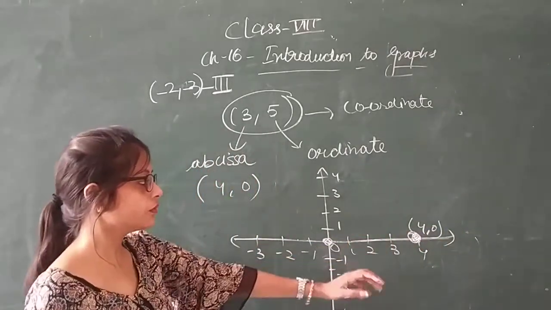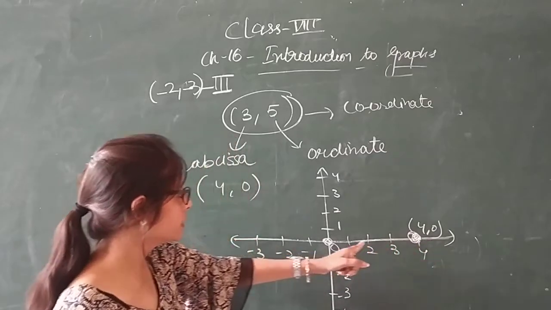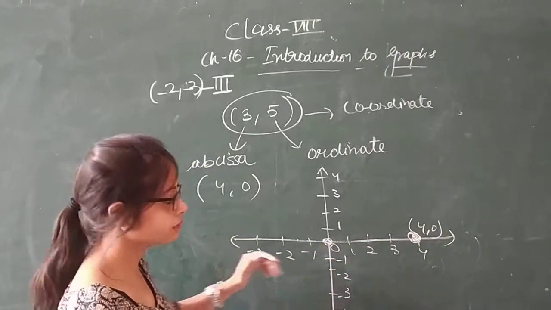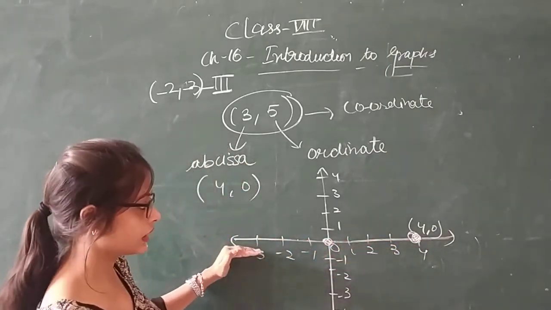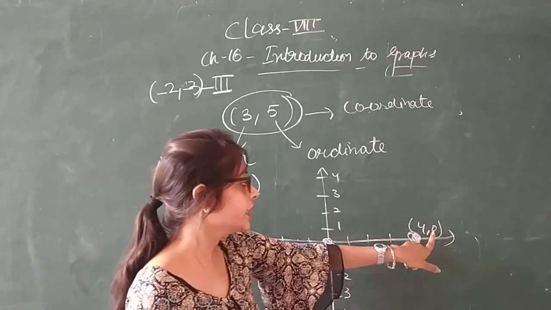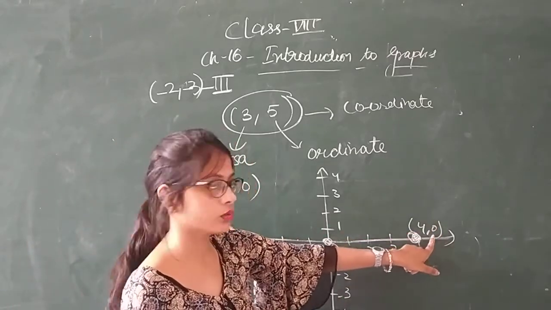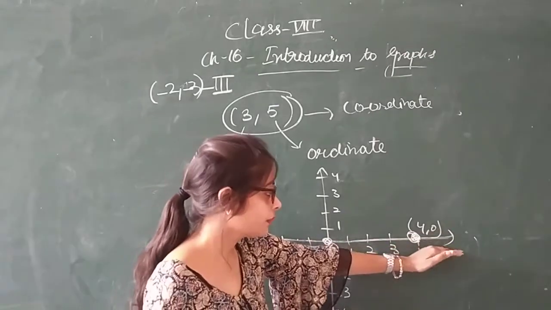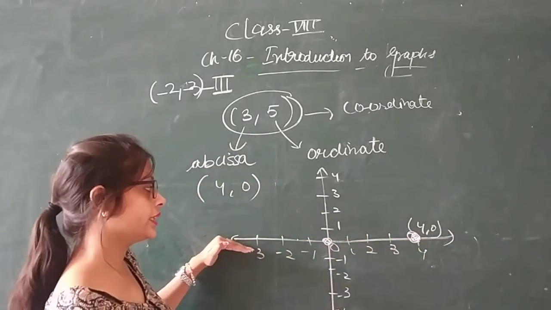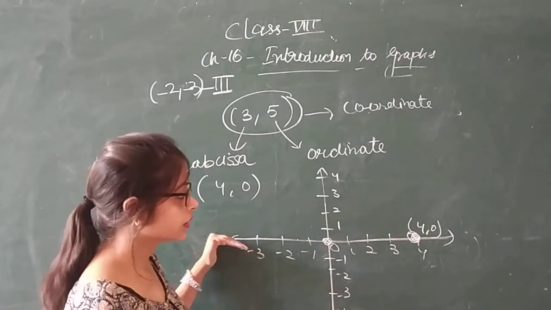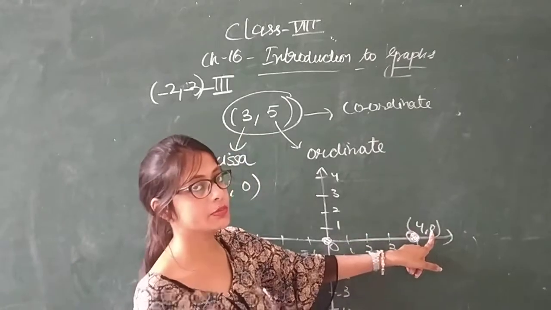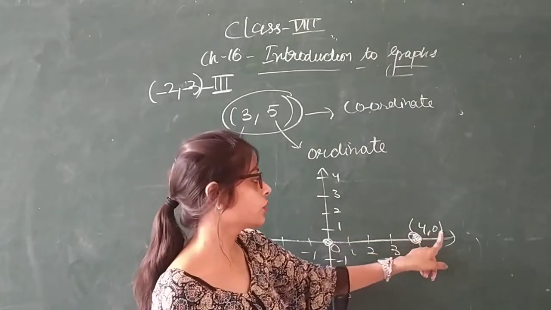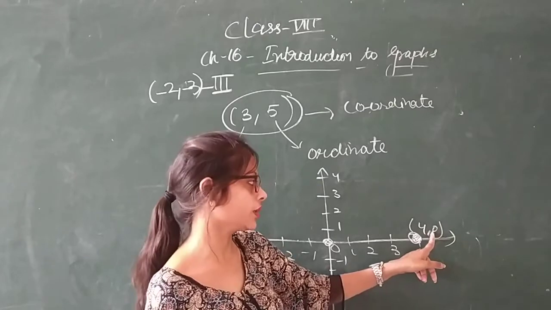So from here what we get: the points that lie on the x-axis, that means that lie on the horizontal line, their ordinate will always be 0. I am repeating it again. The points that lie on the x-axis, their ordinate will always be 0. What will their ordinate be? Always 0.